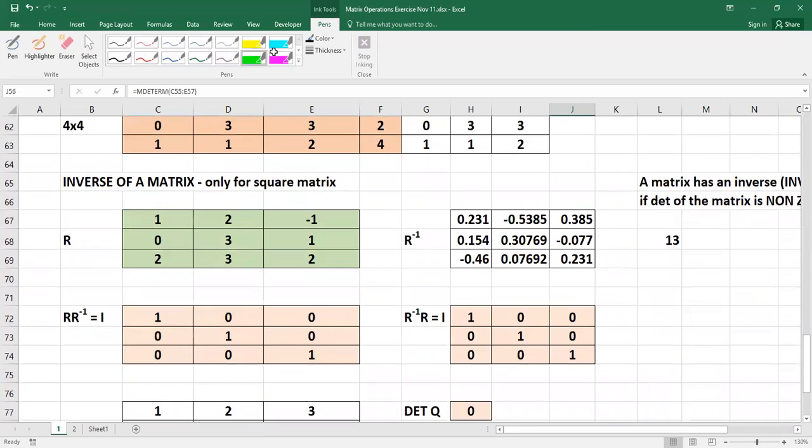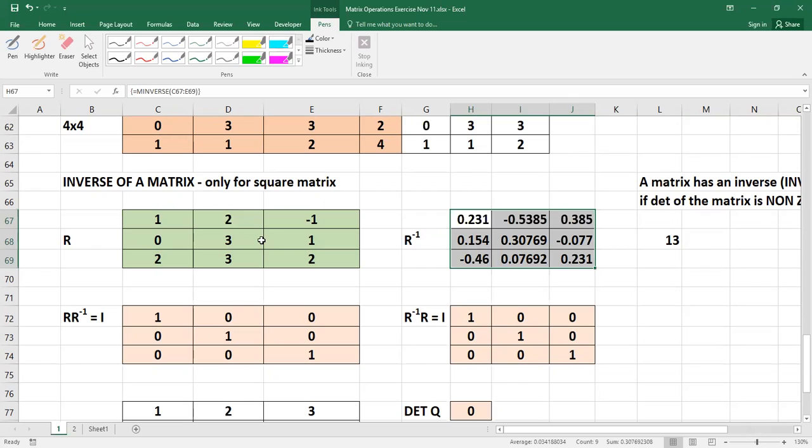So for example, we have matrix R. The determinant of matrix R is 13. Therefore it means that its inverse is defined. And we look at that here. The Excel function is MINVERSE, the matrix inverse of matrix R. And then we said that it should be Ctrl-Shift-Enter. Okay. So we have this, the inverse of matrix R.